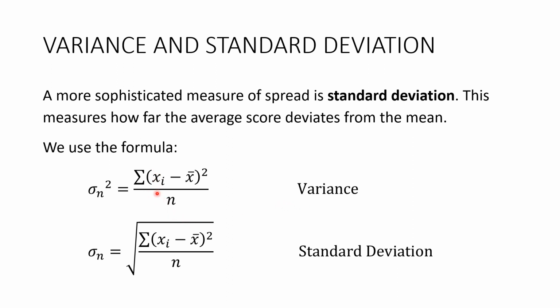Here are the individual data scores, and here's the mean. So it's taking the difference or the distance between each score and the mean, squaring them so that we get rid of the pluses and minuses, adding them all up and dividing by how many there are. And then if we take the square root, we end up with standard deviation. And this is the symbol for standard deviation.